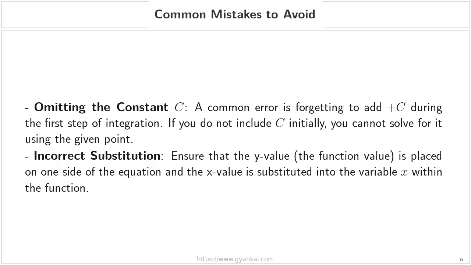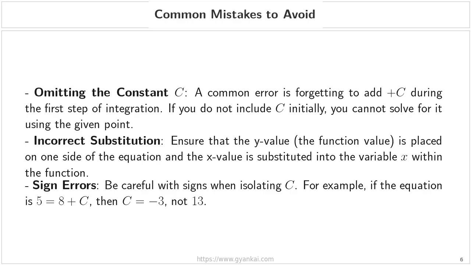Next, we have incorrect substitution. This refers to how you plug in the values from your initial condition into the general solution. It's crucial to remember that the y value, which represents the function value at a specific x, needs to be on one side of the equation. And, of course, you need to substitute the x-coordinate of your point into the variable x within the function itself. Don't swap them around. Think of it like matching pieces of a puzzle. They need to go in the correct spots.